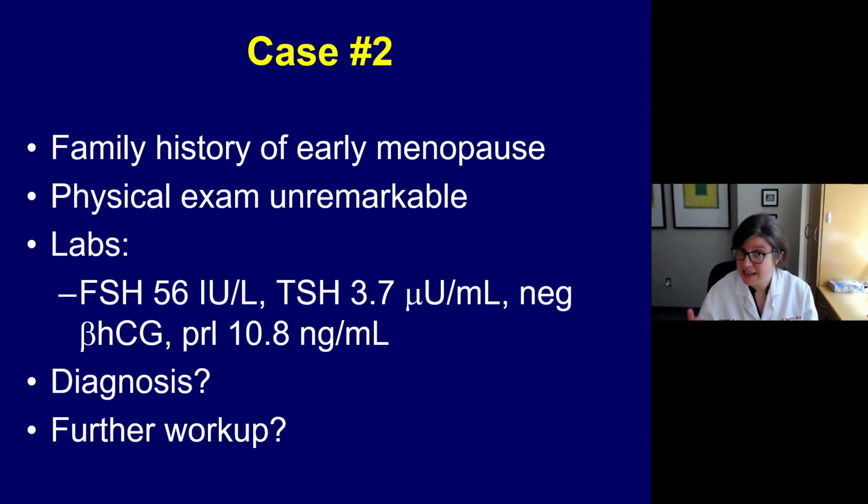She gets those 4 tests that we discussed before. Her FSH is elevated at 56, her TSH and prolactin are normal, and she has a negative pregnancy test. So my question is, what is her diagnosis, and what further evaluation would you do? And I'll give you a couple seconds to think about that.